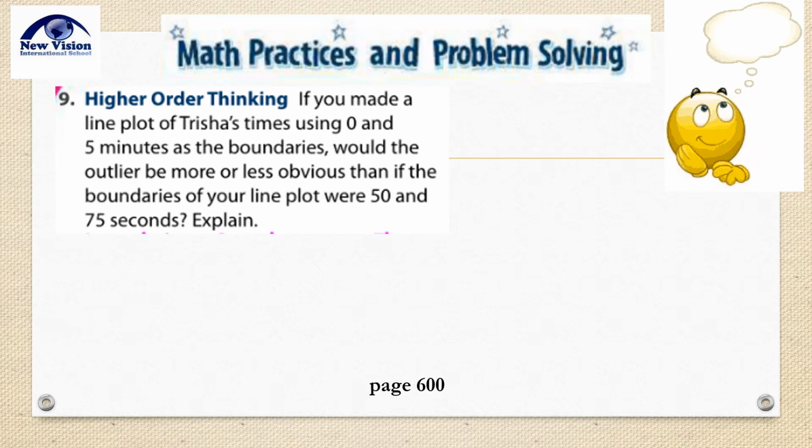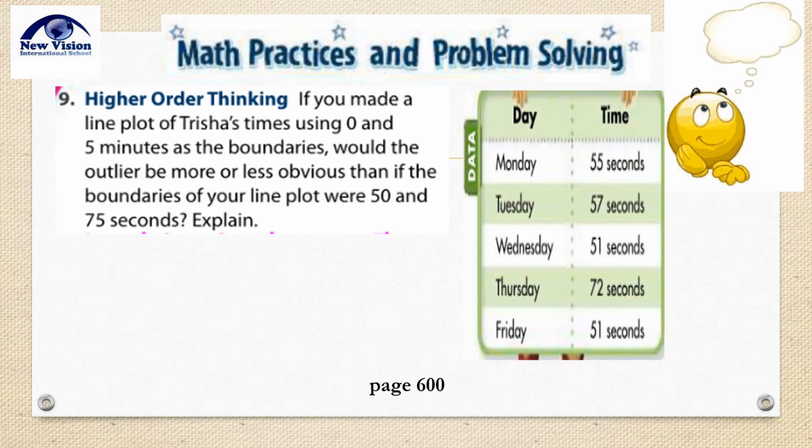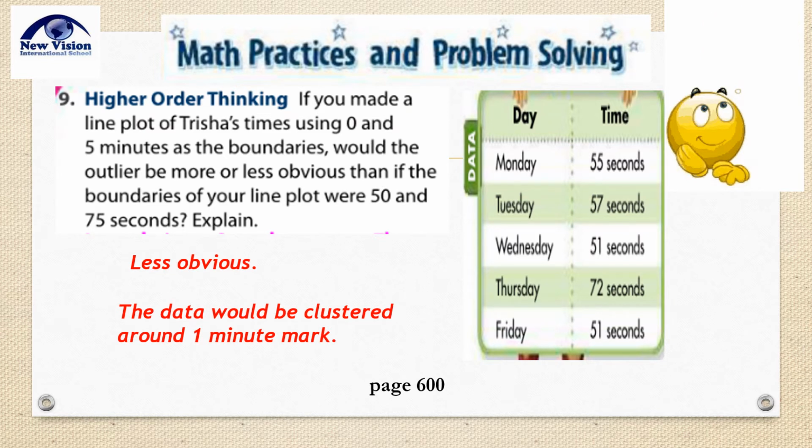Number 9. Higher order thinking. If you made a line plot of Trisha's times using 0 and 5 minutes as the boundaries, would the outlier be more or less obvious than if the boundaries of your line plot were 50 and 75 seconds? It's going to be less obvious. Explain. The data would be clustered around the 1 minute mark. Did you understand? Great!